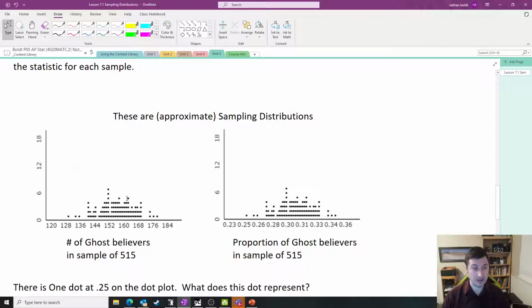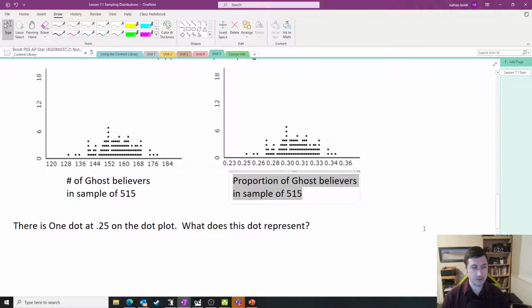So on the left, we've got the frequency. That's the number of ghost believers in a sample of 515, but usually that will be reported as a proportion. So here it's turned into a percent, that's all. Same information, but the right one is what we usually get. So there is one dot at 0.25. What the heck does that dot represent?